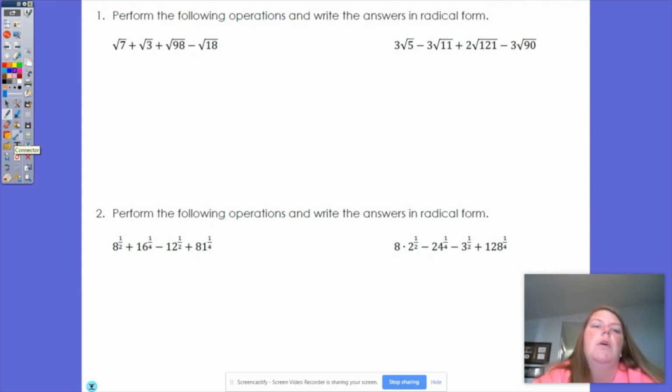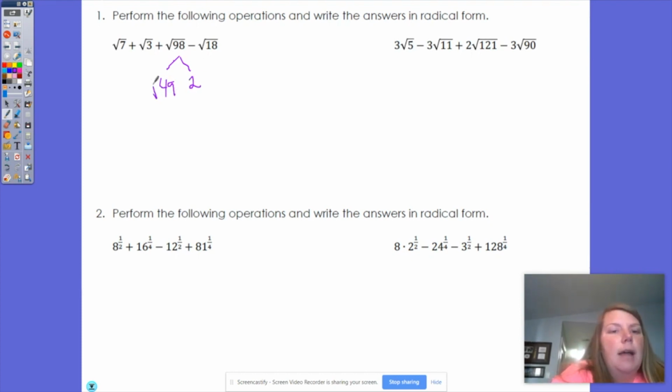Number 1 is square root of 7 plus square root of 3 plus the square root of 98 minus the square root of 18. And right now we can't add or subtract any of these because none of them have the same number underneath the radicals, but we can see if we can simplify any of these radicals. So 7 can't be simplified, neither can 3, but 98. So we want to think about what perfect square goes into 98, and that would be 49. And 49 times 2 is going to give us that 98.